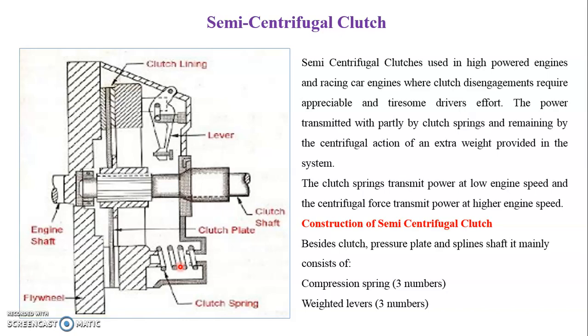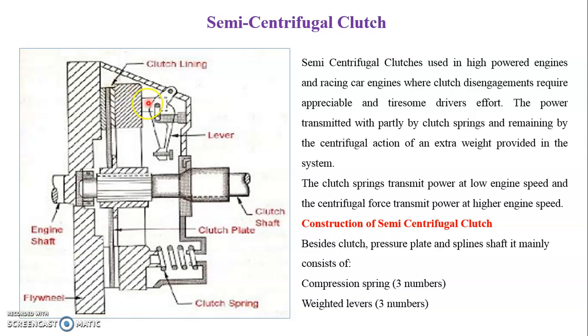But when the engine accelerates to a higher speed, the upper end, the weighted lever end, tends to move outwards due to the high centrifugal force. Thereby this lever forces the pressure plate. So it introduces a torque about hinge B.